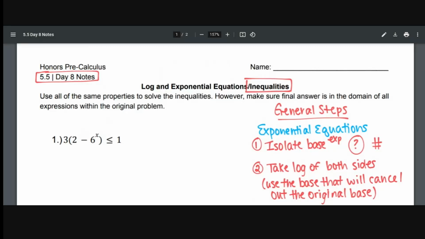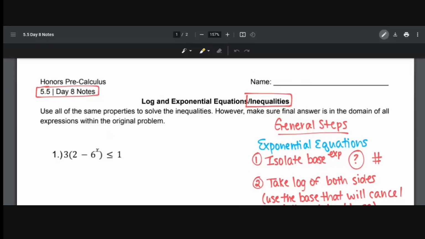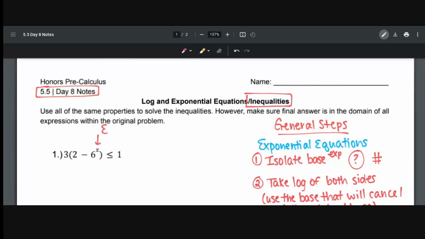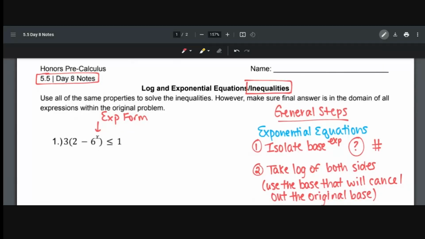The first problem is an exponential equation, and we know that it's an exponential equation because it has this 6 to the x power. So since it has this, we know it's in exponential form. And so we're going to follow these steps that are over here. So the first thing we're going to do is isolate the base raised to whatever the exponent is. And that means we need to get rid of the 3. So the very first step is I'm going to divide both sides by 3. And I get 2 minus 6 to the x is less than or equal to 1/3.